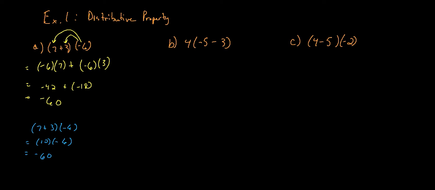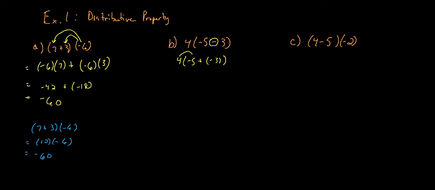With our second example, we have 4 times -5 minus 3. Now, to make sure that we remember this minus here, what I suggest doing is when you have subtraction inside the parentheses, as a first step, rewrite it by using the additive inverse. By using the opposite, add the additive inverse instead of subtracting the value. So if it's -3, that's the same thing as plus -3.